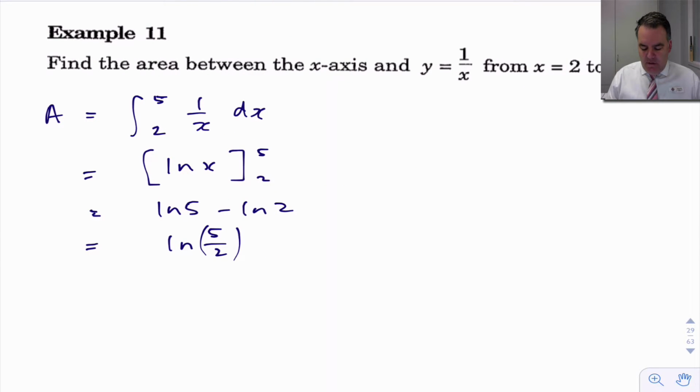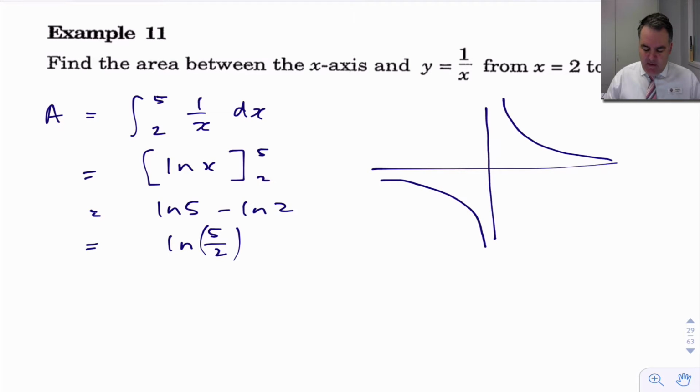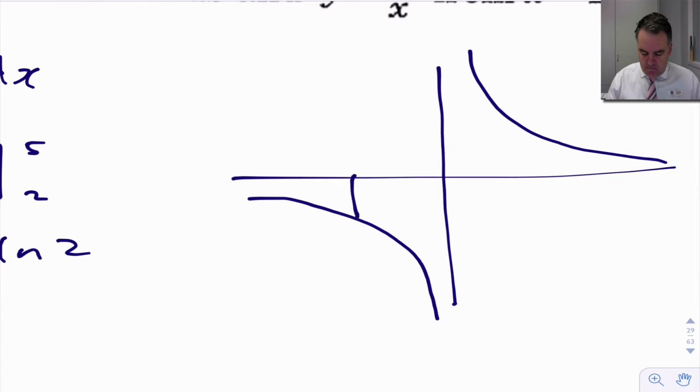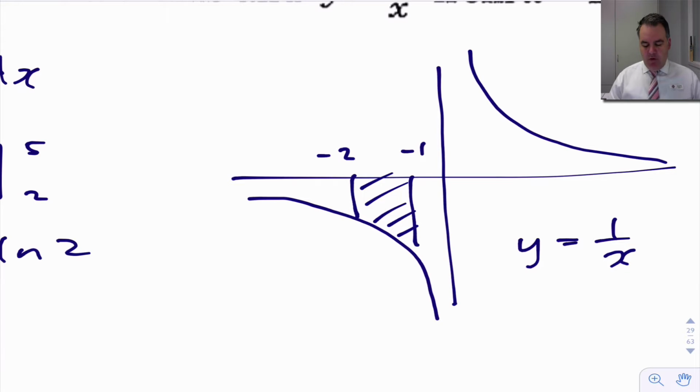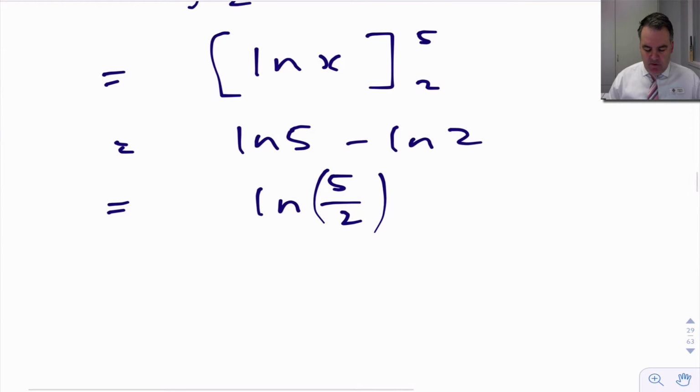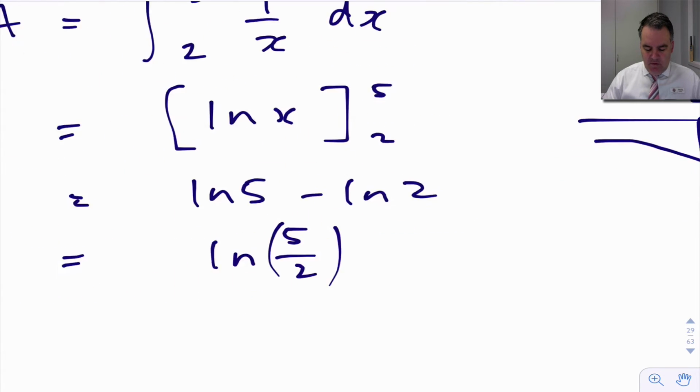It's worth noting in this question here that if we want, let's say, the area between -2 and -1. Okay, so here's the curve y equals 1 over x, and I want that area there between -2 and -1. You can see we run into problems if we just use this formula here.